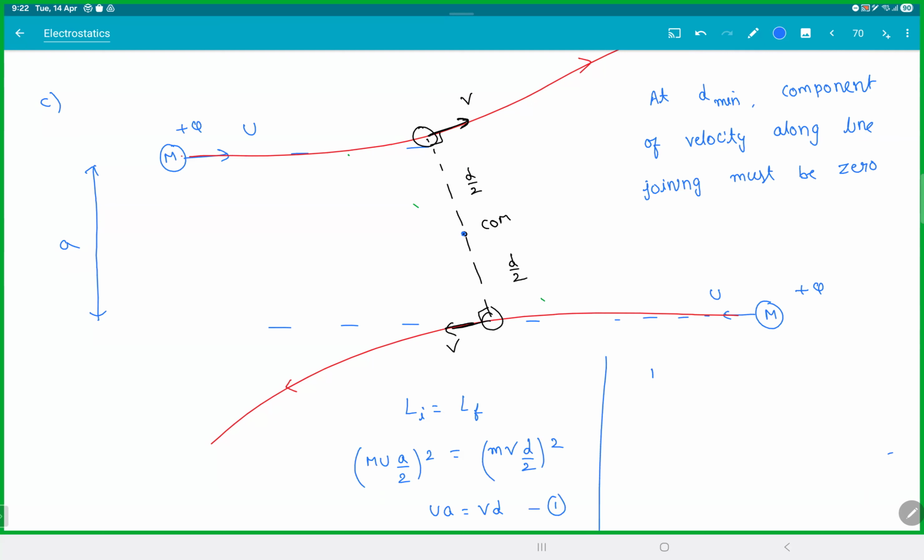Next thing, energy conservation. Initial energy is equal to final energy. Initial energy is half m u square, 2 times. There are two kinetic energies. Finally, half m v square, 2 times, plus k q q by d. That's your equation 2. So take v from here and substitute here, and you'll get the answer for d. Clear this? You'll get a quadratic. You take the positive root.